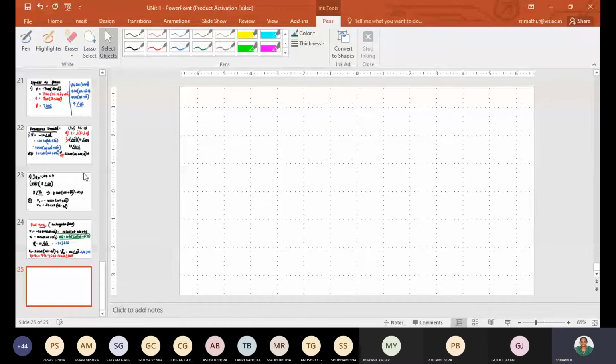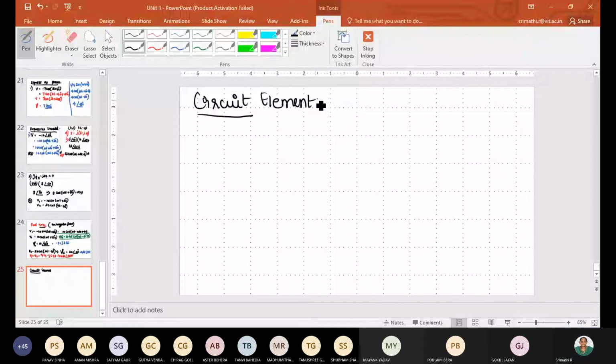Yeah. So now we will consider the circuit elements. Okay, we just know how to transform a phasor and then how to do rectangular and polar conversions. Now we will deal with circuit elements.